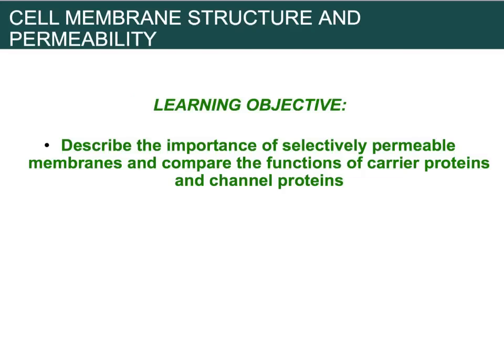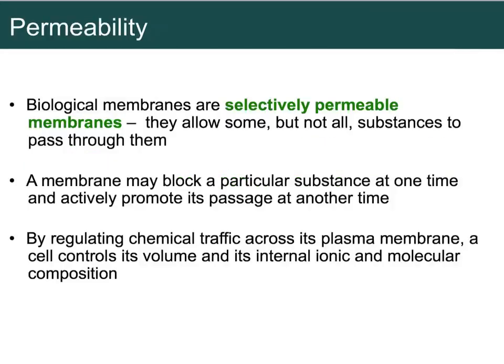Cell membrane and permeability, how stuff gets through. It's called selectively permeable. It means it lets some stuff through but not others, and that's what we're about right now. It allows some things through but not all. Some substances can get in and some can't. At different times it may block a particular substance, but then later allow it because it needs it. So there are lots of different things that can be going on in the cell.